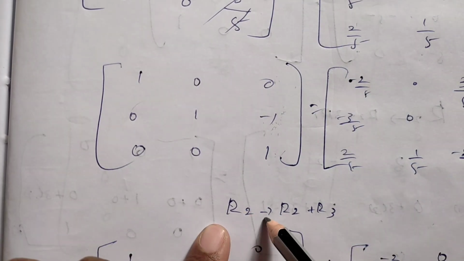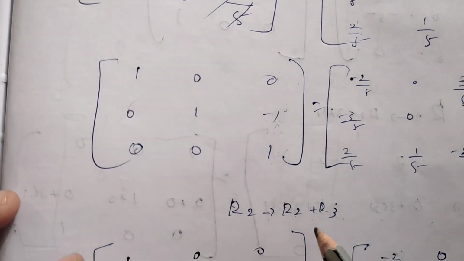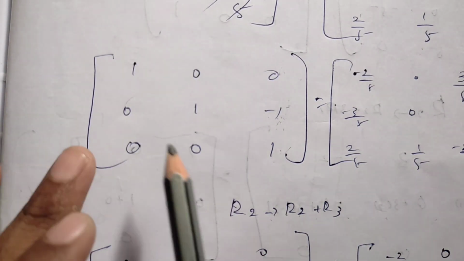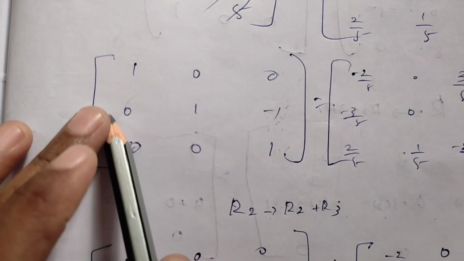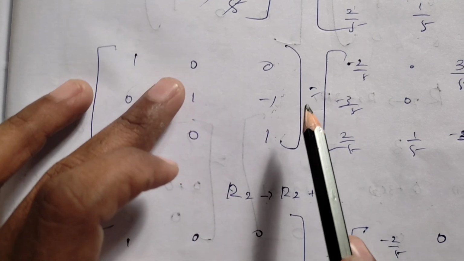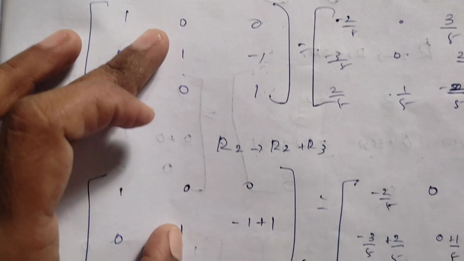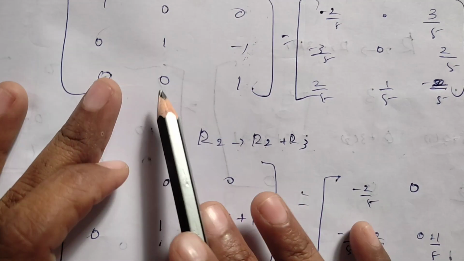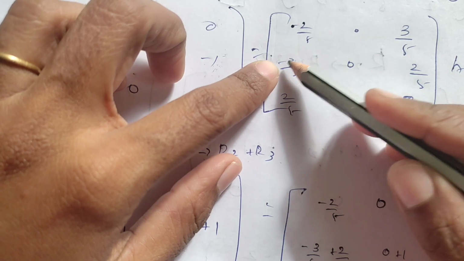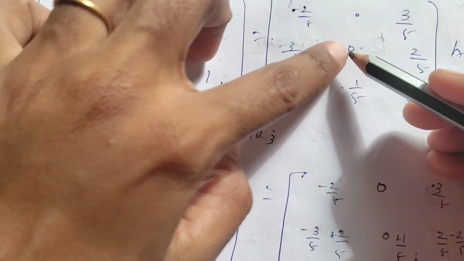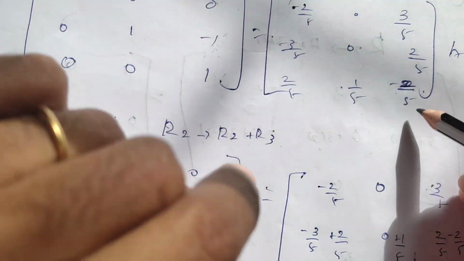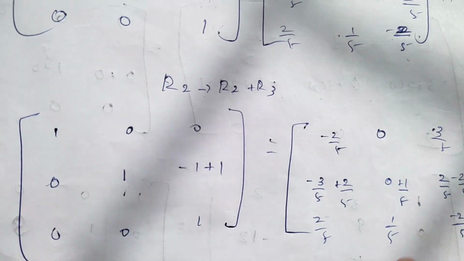So R2 tends to R2 plus R3. R1 and R3 will remain the same, only R2 gets changed. 0 plus 0 is 0, 1 plus 0 is 1 again, minus 1 plus 1 is 0. In the RHS, again R2 plus R3, we'll be getting minus 3 by 5 plus 2 by 5, 0 plus 1 by 5, 2 by 5 minus 2 by 5. That is what we have written.